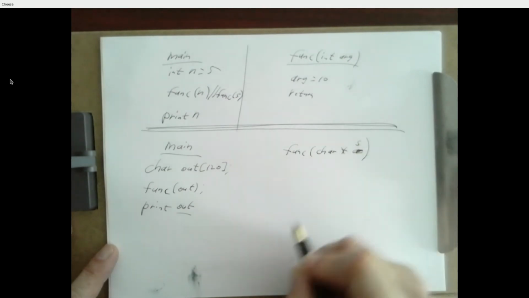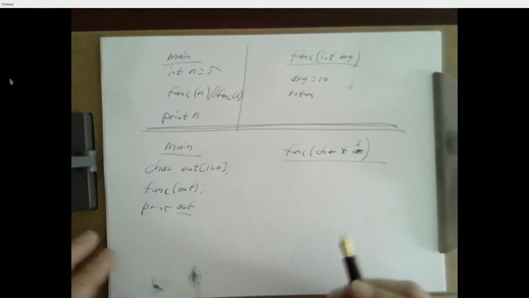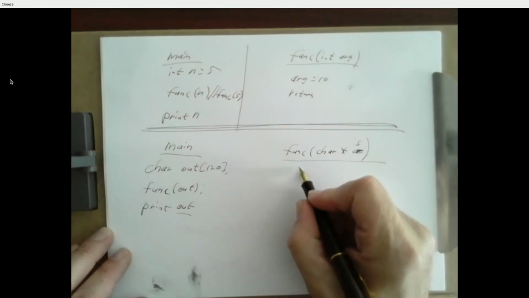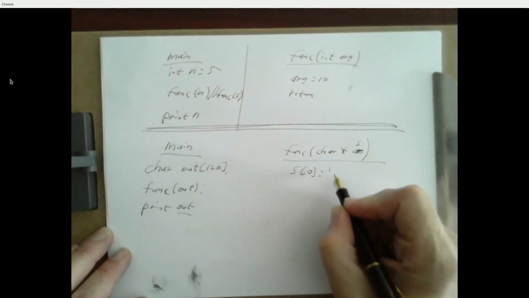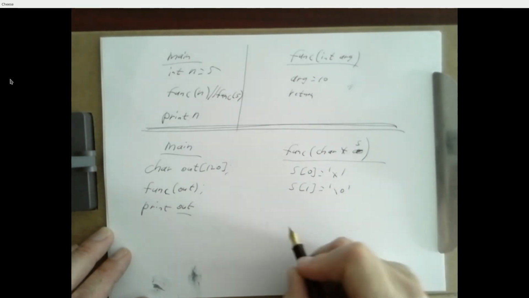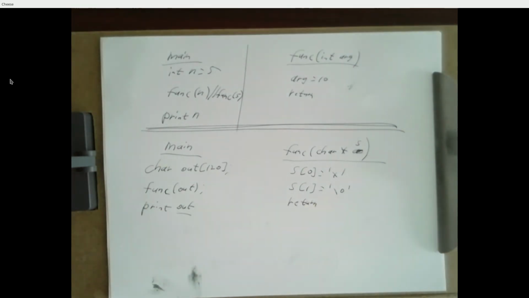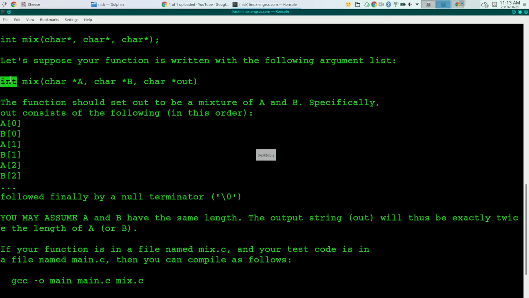Call it s. So here's our function, takes a char pointer s. Is it because out is an address? Yeah, it's because out is an address. So inside here we might do something like s bracket 0 equals x, s bracket 1 equals null terminator, and return. And when we come back here and we print out, we're going to see a string containing the letter x. So let's debug this.